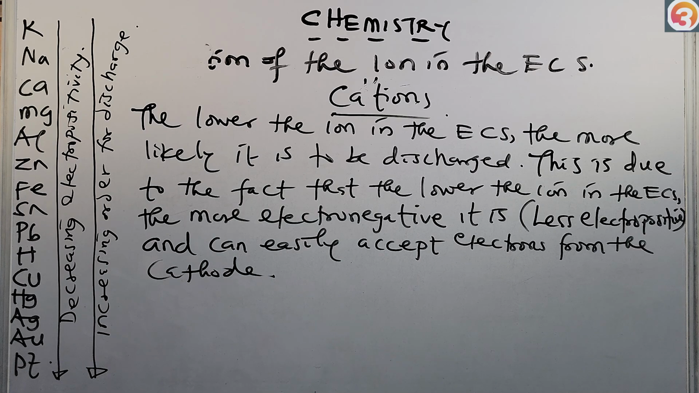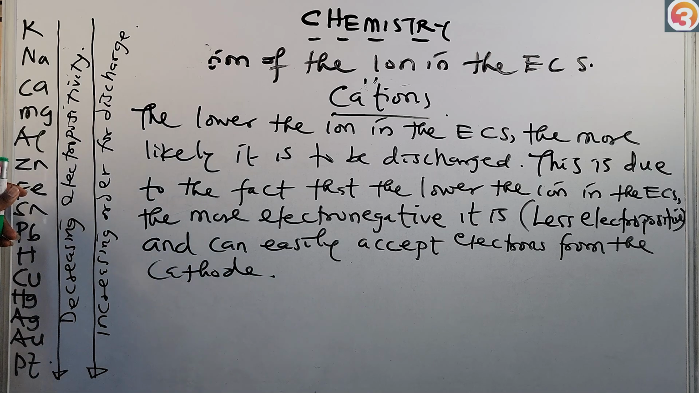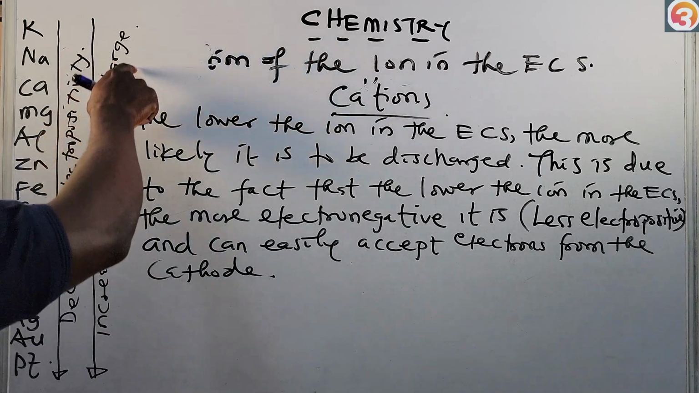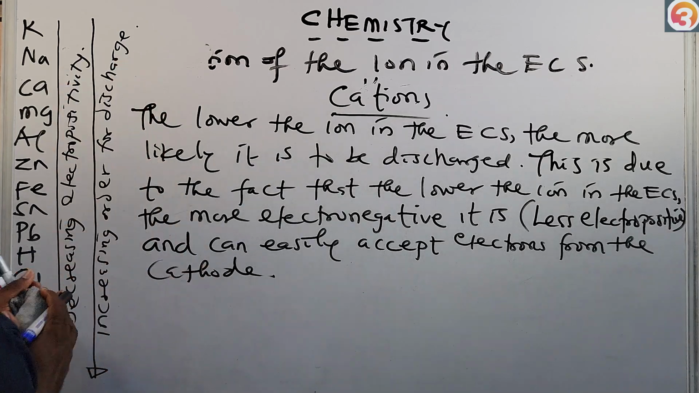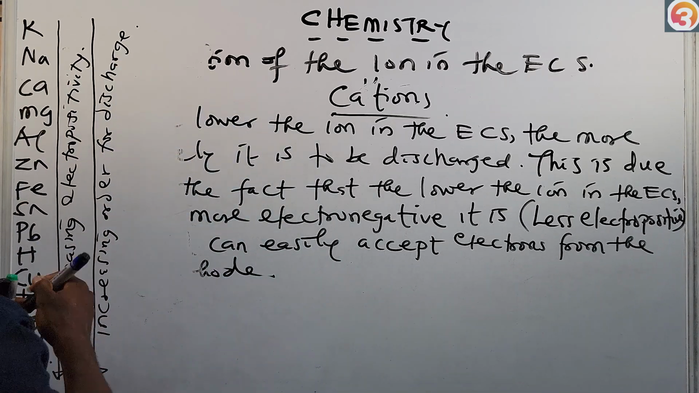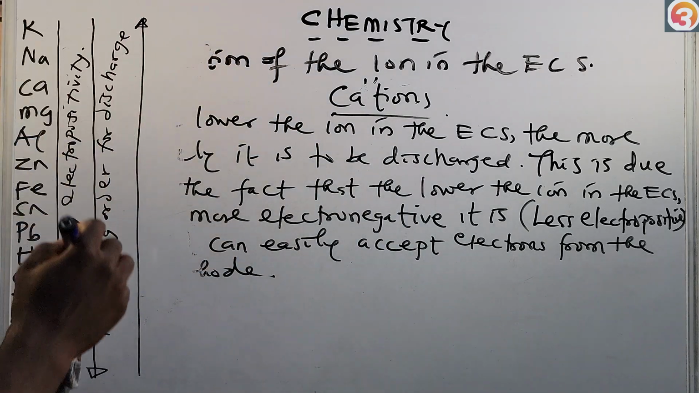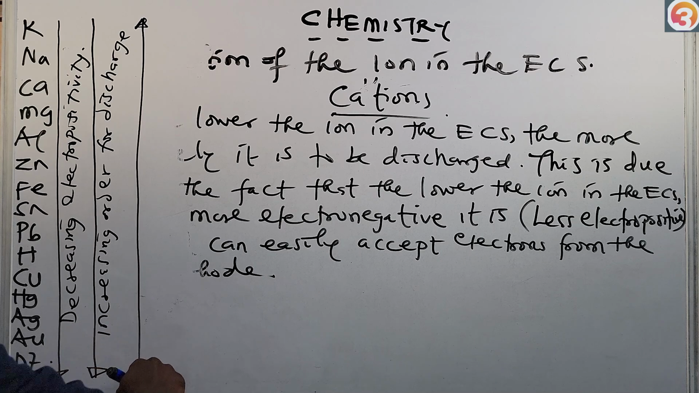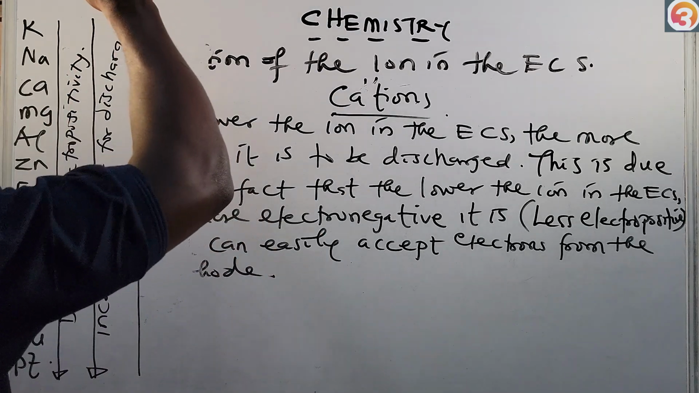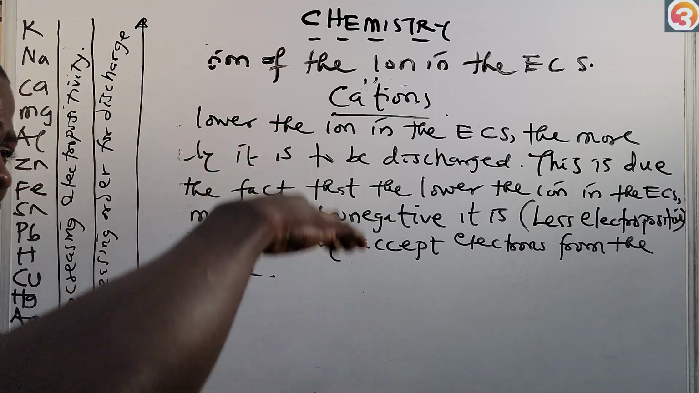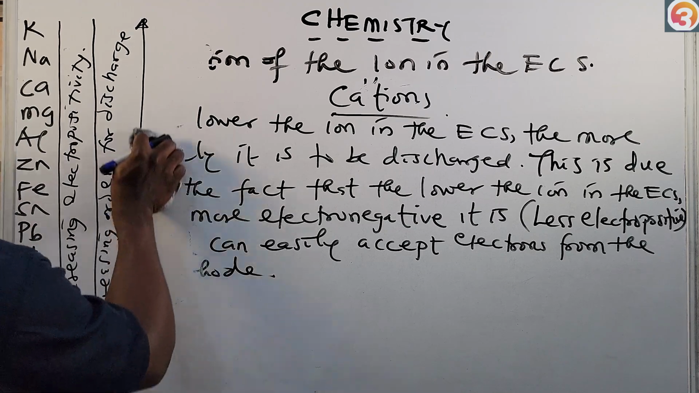Now another important thing you should know here is that if you want to talk about it in terms of electronegativity, as you are going down, electronegativity is increasing. Because as you are going up, electropositivity is increasing, and going up means electronegativity is decreasing. So electropositivity and electronegativity go in opposite directions. Please understand how we use the arrows.